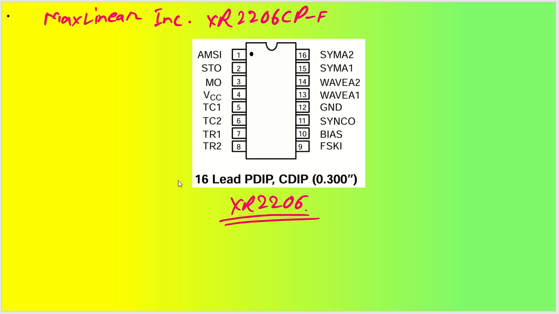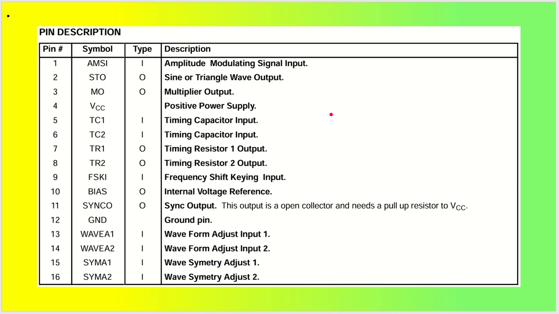As you can see, this is the pin configuration for this particular IC. This is a 16 pin IC which has an AMSI pin, and all these pins we have already talked about. While designing the circuit, we will see the pin descriptions and their functionalities.